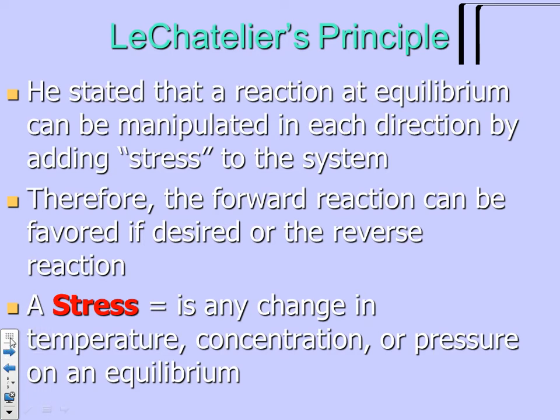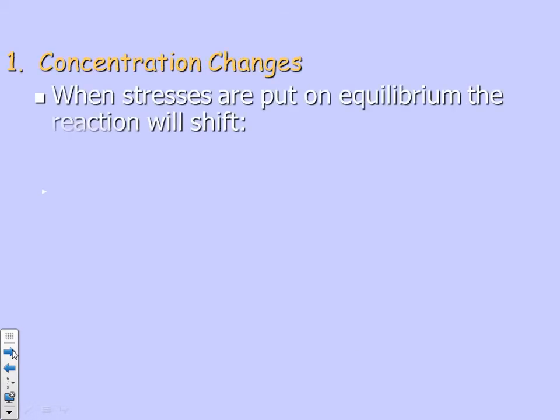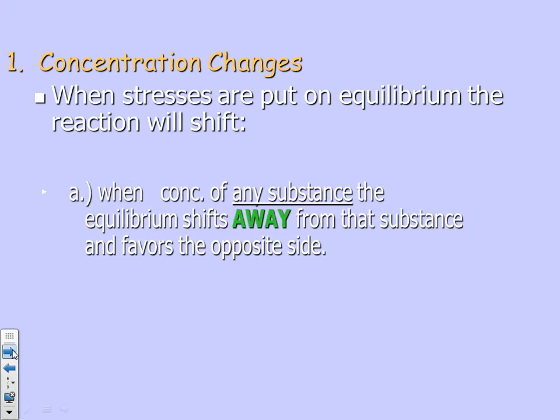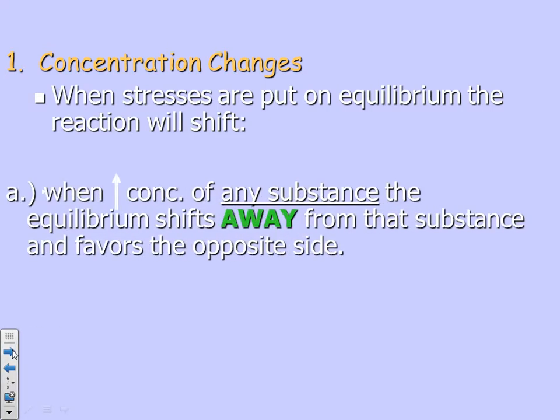So what are we talking about when we say stress? A stress means I could change the temperature, the concentration, or the pressure on the system at equilibrium. So let's look at each of these individually. First, let's talk about concentration. When the concentration of any substance is added, we will always shift away from wherever the stress is being added.